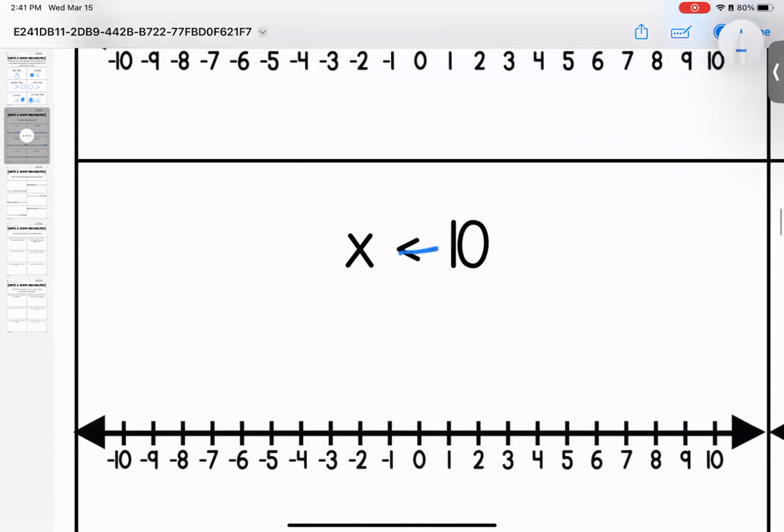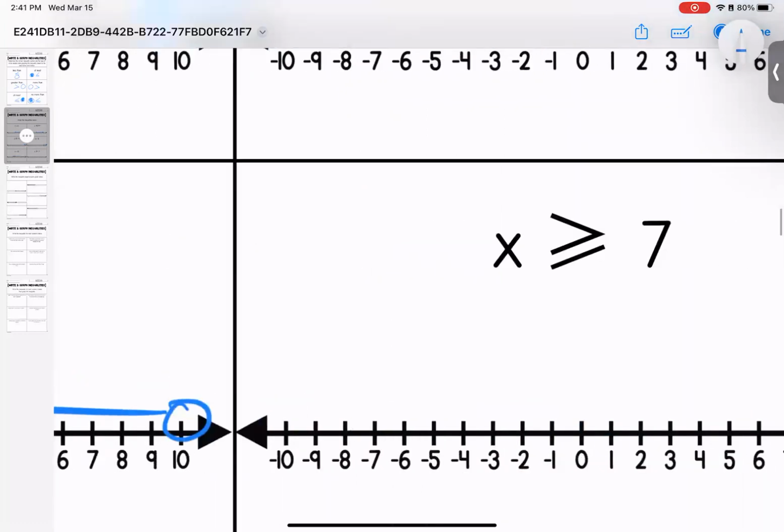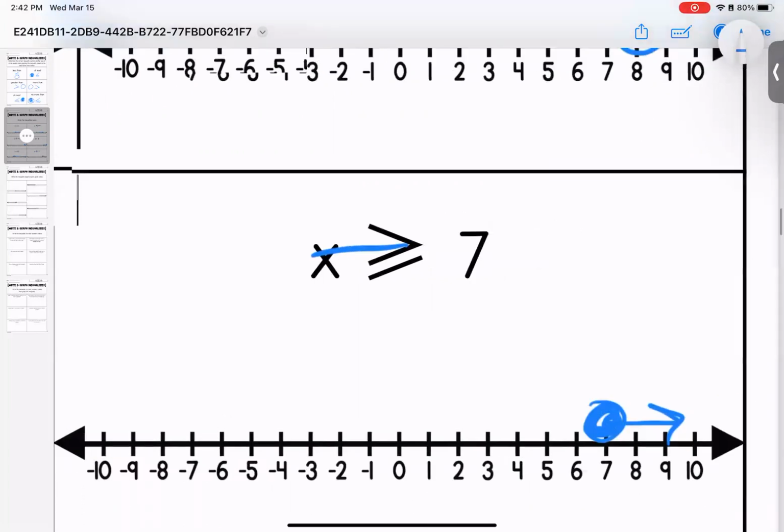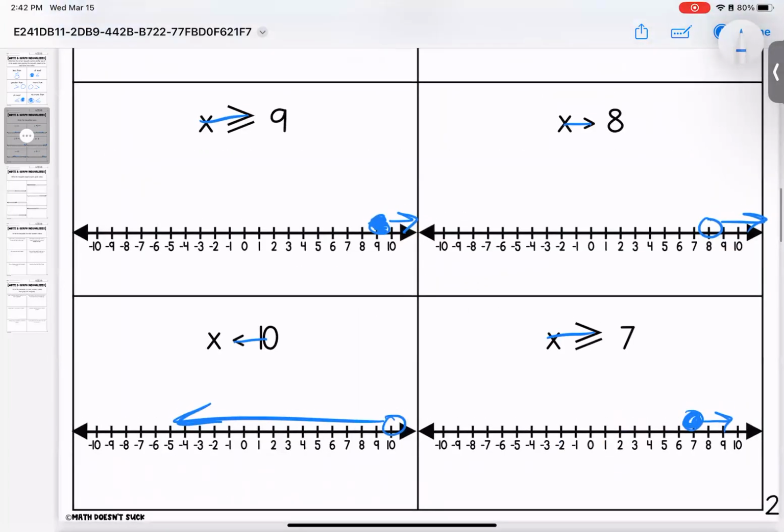Down here, X is less than 10. I find my 10, I leave it open because it's not or equal to, and my arrow follows along. X is greater than or equal to 7. I go to the 7. I fill in my circle, and my arrow follows my inequality. Any questions on these, kiddos? Bring them with you to class.